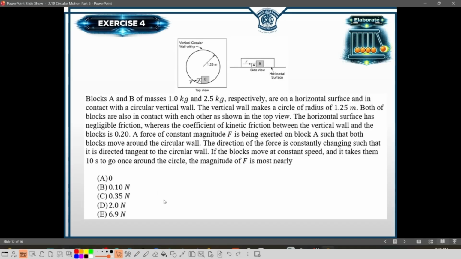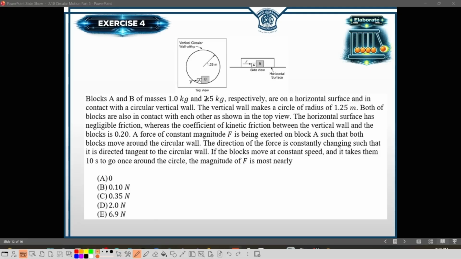Blocks A and B, of mass 1 kilogram and 2.5 kilograms respectively, are on a horizontal surface and in contact with a circular vertical wall. So there is a vertical wall here. This is the side view. When we look at the top view, we find this is the table from above, and this is the boundary, or the wall, of the circular path. So here we have a contact between the two blocks and the wall of the circular path.